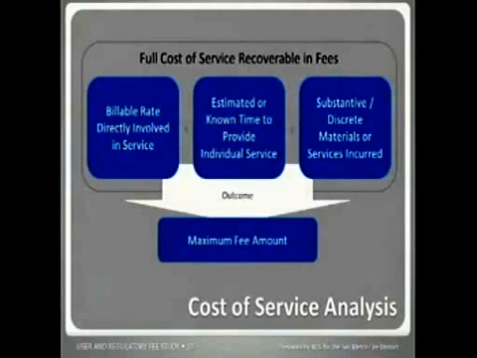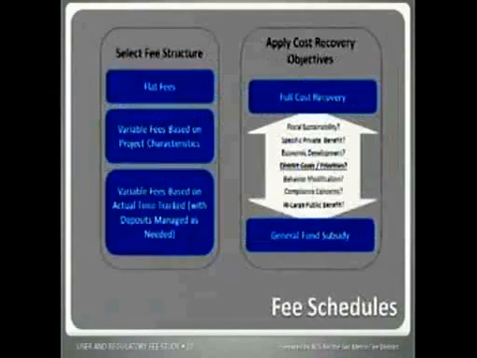And then from there, we take that blended cost per hour and we multiply it by the estimated or known time it takes to provide an individual service. And if there are any specific materials that need to be added to that fee, such as a specific sign, which comes up every once in a while, then we also call that out and add it in specifically and make sure not to double count it. And that's how you get to a maximum fee amount. That's how we get to the outcomes that are in front of you this evening.